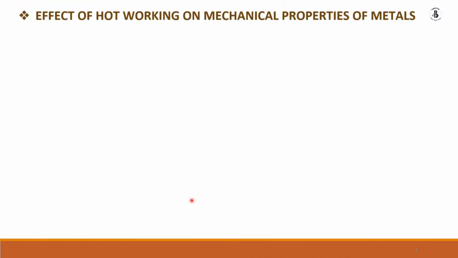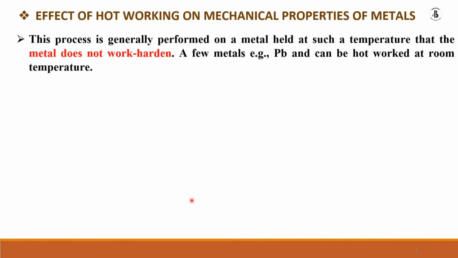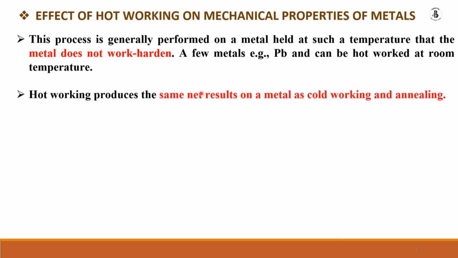Now the different effects of hot working on the mechanical properties of the metal. Basically, this process is generally performed on a metal held at such a temperature that the metal does not work harden. For a few metals, for example lead and tin, hot working can be done even at room temperature, but hot working produces the same net result on a metal as cold working and annealing.